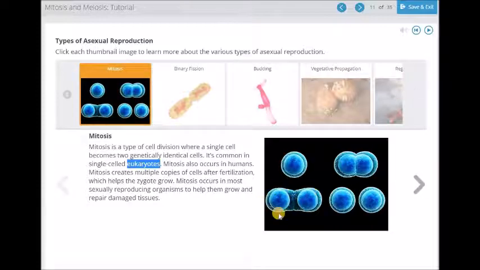When the entire cell divides, it's called cytokinesis, and the entire process is called the cell cycle. And yeah, we're going to go over that. But mitosis is the division of the nucleus. Well, if you don't have a nucleus, you can't divide. So mitosis only occurs in eukaryotes.